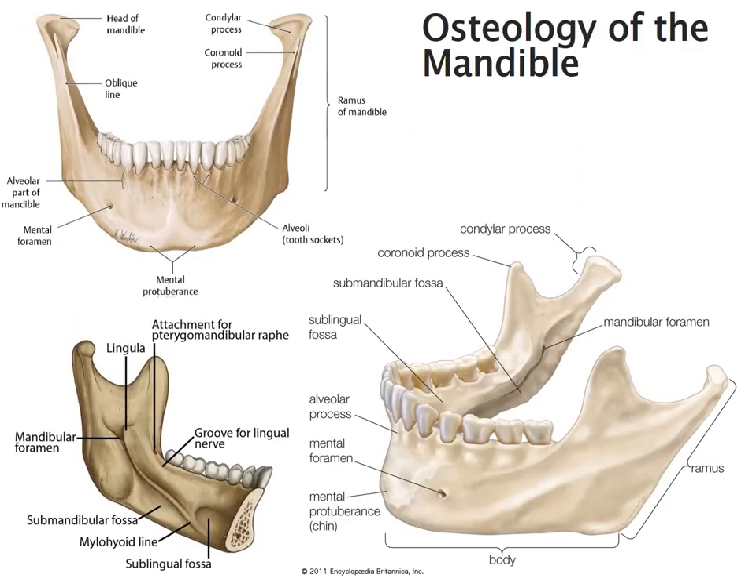Now let's discuss the osteology of the mandible. In general, the mandible has three main parts. The first part is the chin, which is referred to as the mental protuberance. The mandible also has a body, which is large and broad, and a more vertically oriented ramus, as shown here. Projecting superiorly and anteriorly from the ramus is the coronoid process.